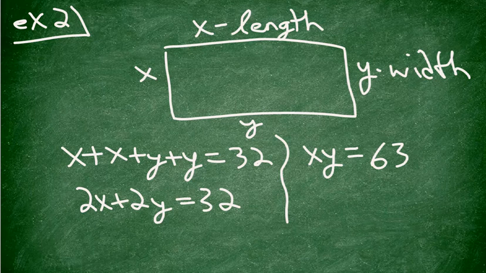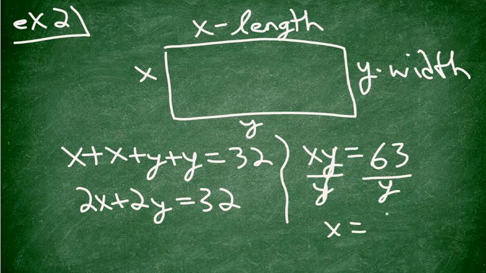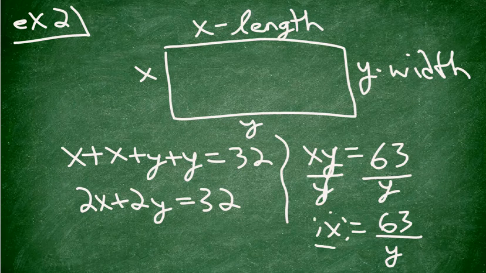So again, I have two variables floating around. Is there any way that I can keep it to a minimum? And indeed there is. What I'm going to do is divide by y. You could also divide by x, and you'd have a different way of writing how you solve the problem, but in the end you should get the same answer that I do. So if I divide both sides by y, I have x is equal to 63 over y, and now I can substitute it in for this x.